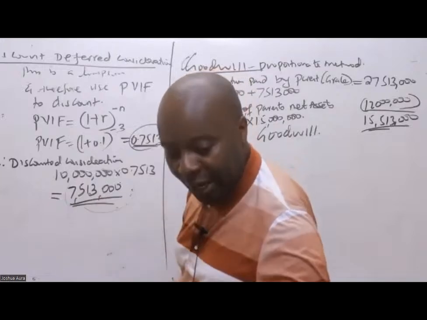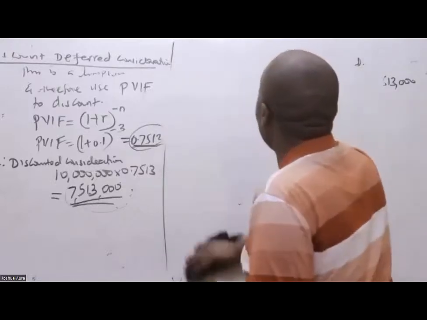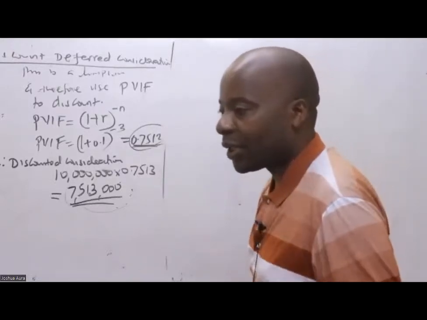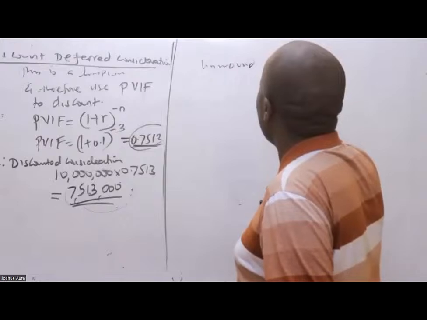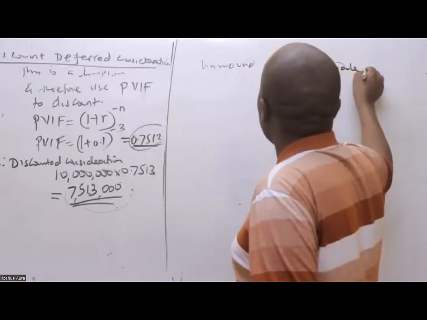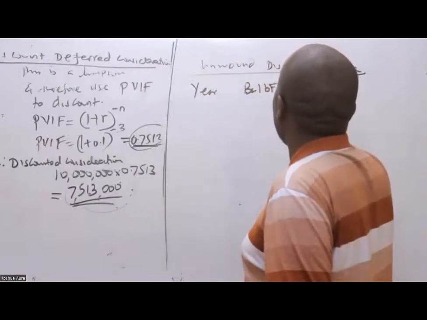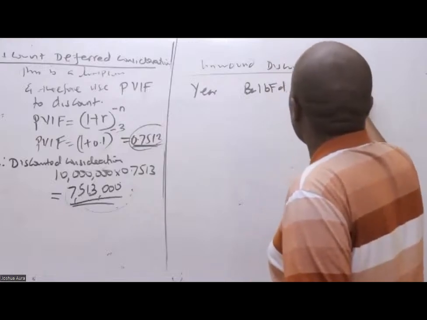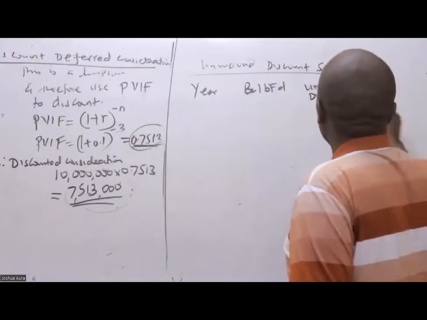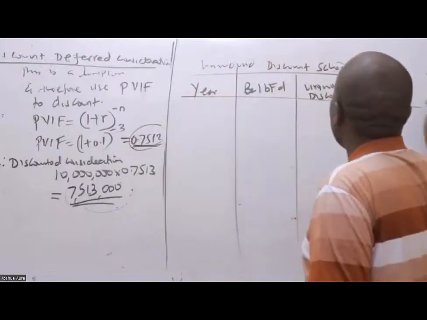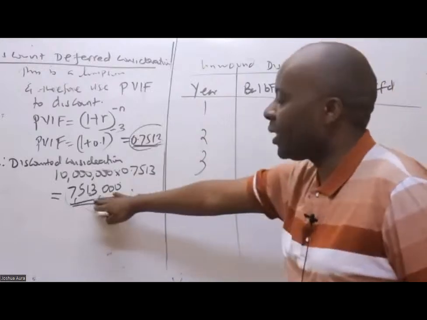So then mention there the unwound discount schedule. It's very easy. We have here balance brought forward, unwound discounts, and the balance carried forward. Again, it's time. So we have 3 years: 1, 2, 3. So balance brought forward is this one here, 7513.